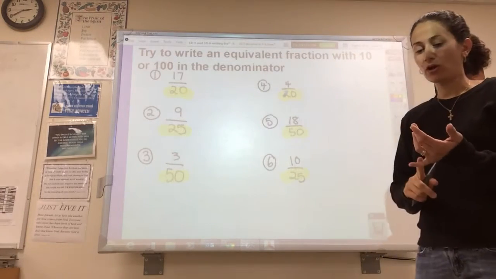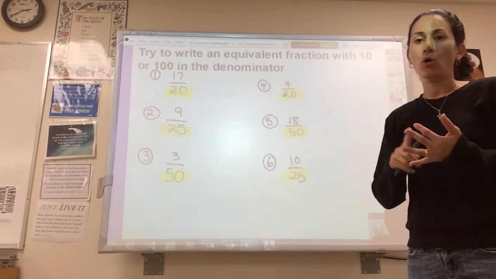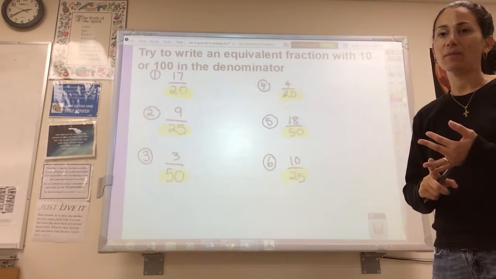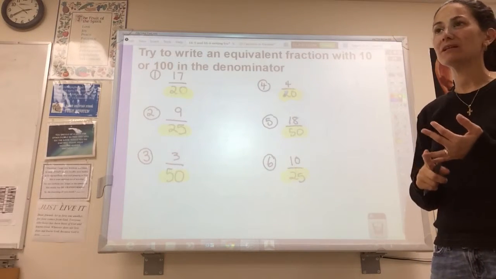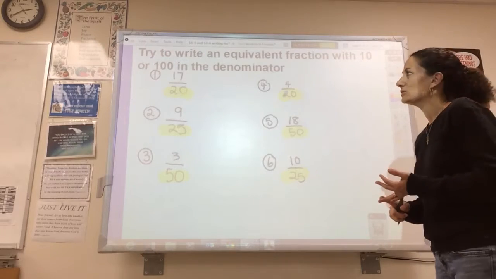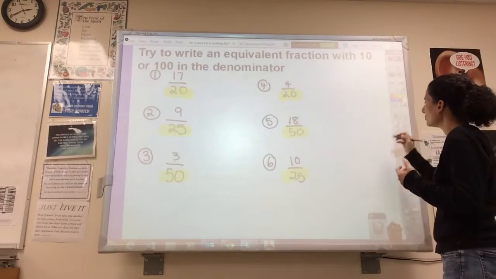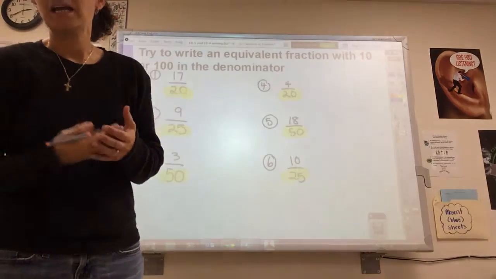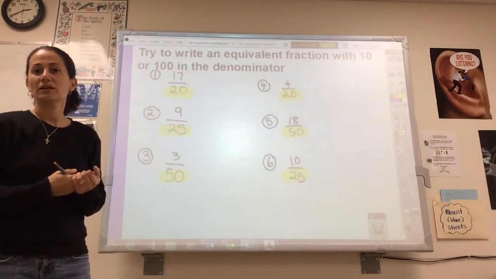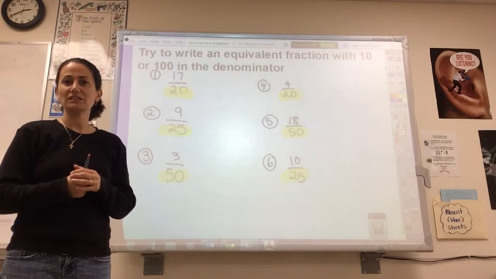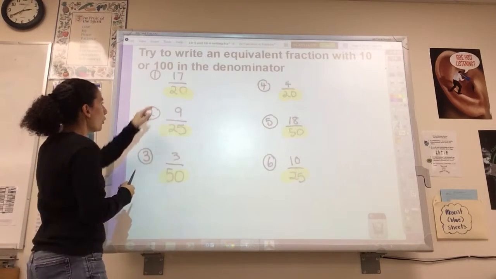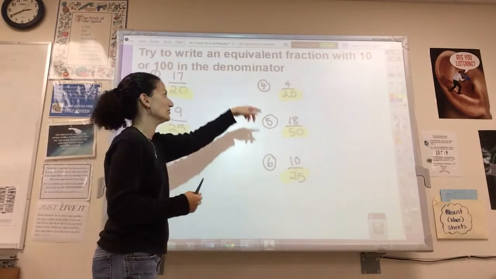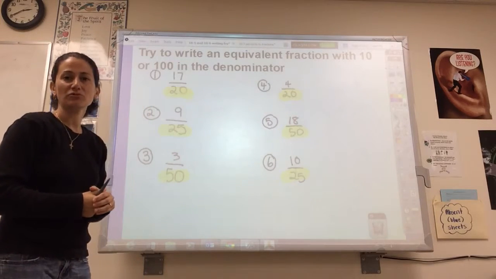Now, we already know that if we have 10 or 100 in the denominator, the fraction is really easy to write as a decimal. So if we can turn them into equivalent fractions that have 10 or 100 in the denominator, then we can easily write them as a decimal. All of these denominators are easily divided into 100.